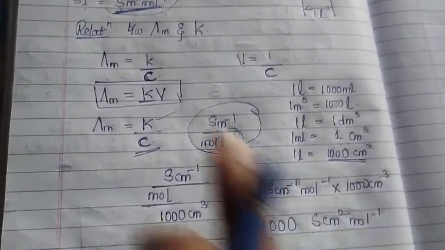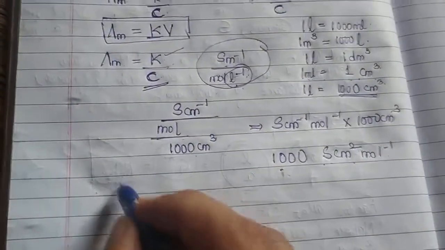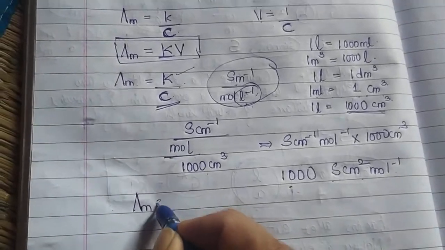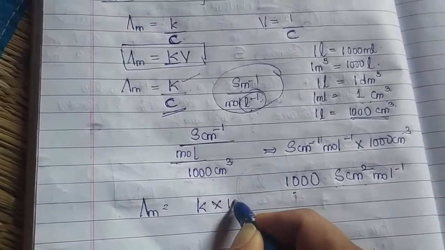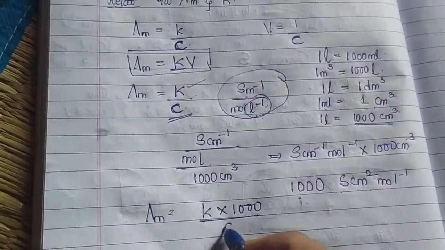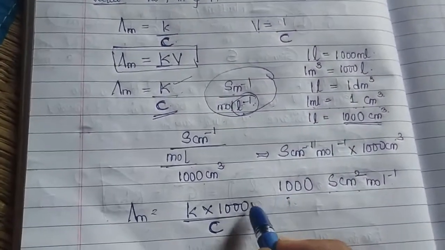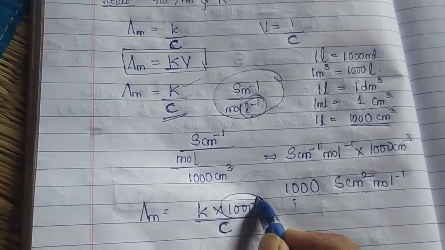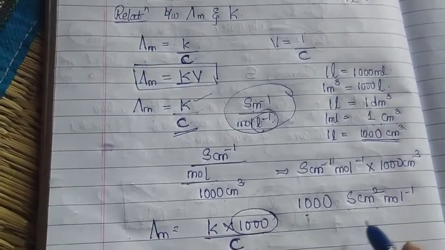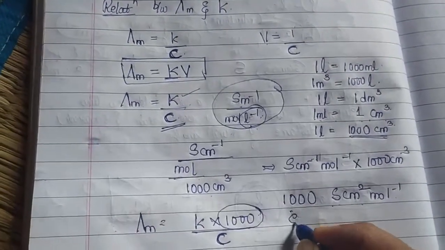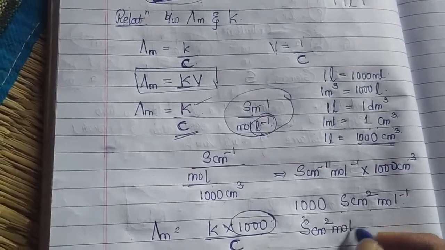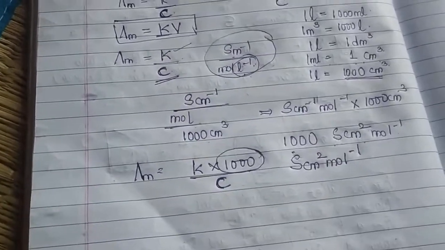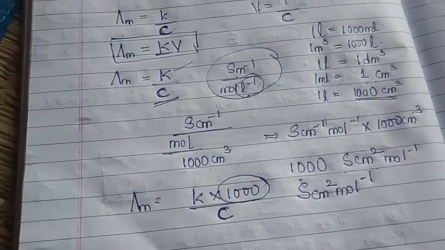So that is the reason this expression can be written as lambda m is equal to K into 1000 divided by C. So when I am taking the multiplication of 1000 at the numerator, the final unit I am going to get will be Siemens centimeter square per mole.